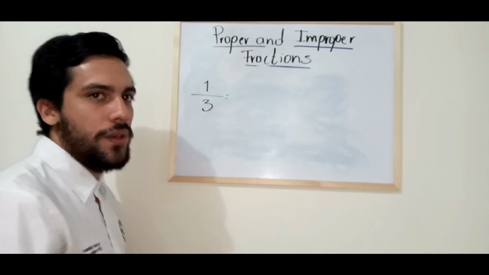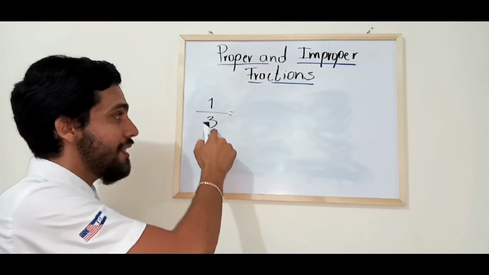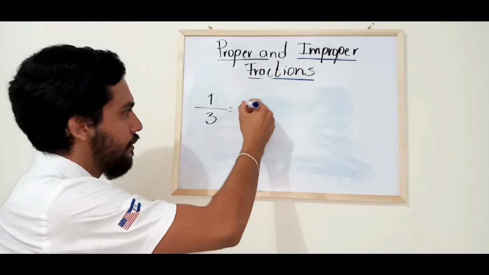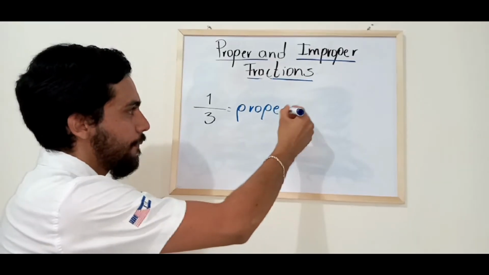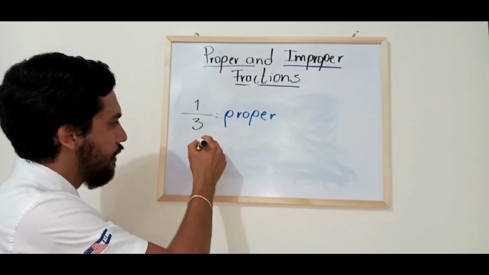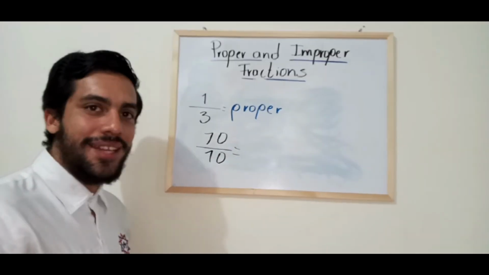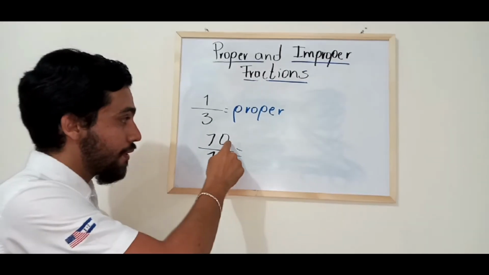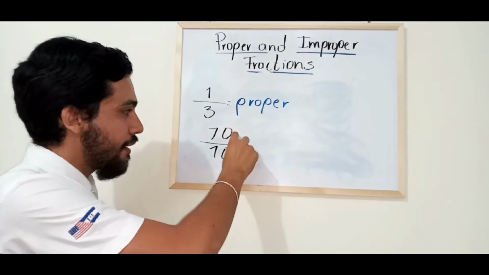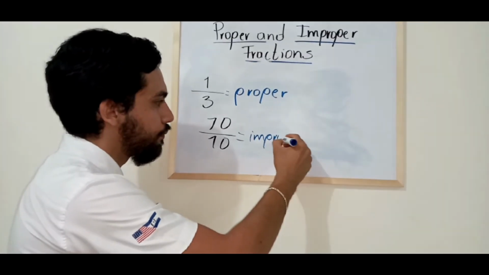Okay, we wrote, let's say, I don't know, 1/3. 1/3, is it proper or improper? Remember, this number is less than this one, so the fraction is going to be proper, okay? Another example. If I wrote, let's say, 10 tenths, okay, 10 tenths, is this number greater, less, or equal to this number? Obviously they are the same number. So the fraction is going to be improper too.